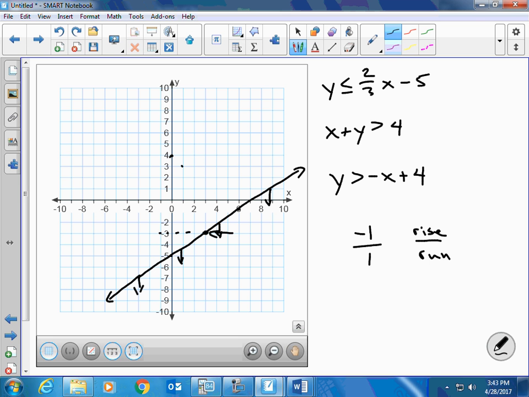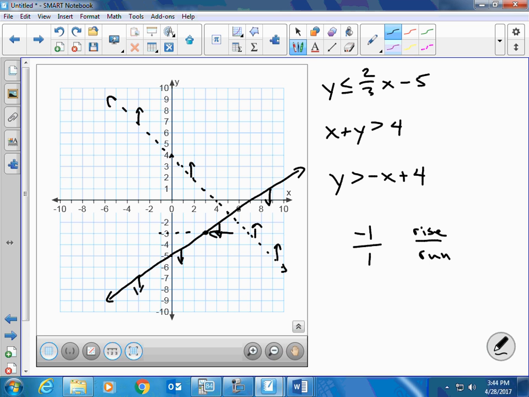So from the positive 4, I go down 1 and over 1, and I just continue that same pattern on down here. This one is dotted because it's not equal to. So I have a dotted line, dotted, dashed, doesn't really matter. Okay, now I want every y value that is greater than that line. So I want everything up here that is greater than that line.